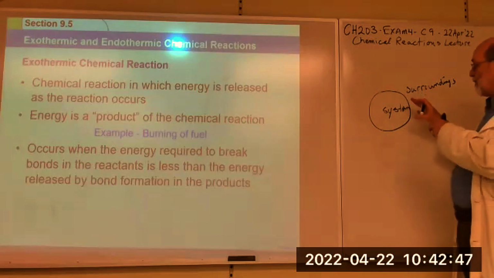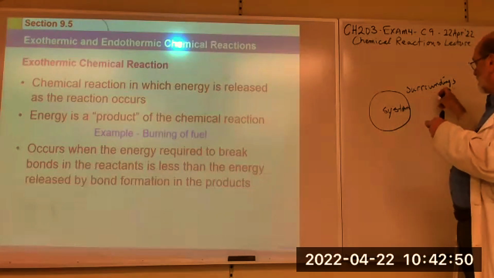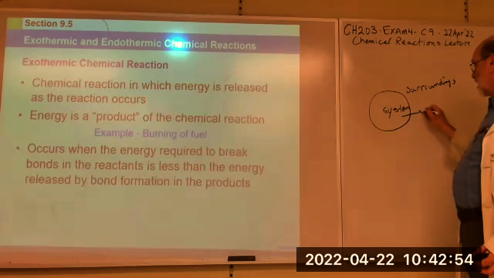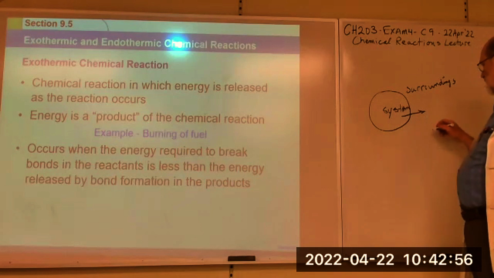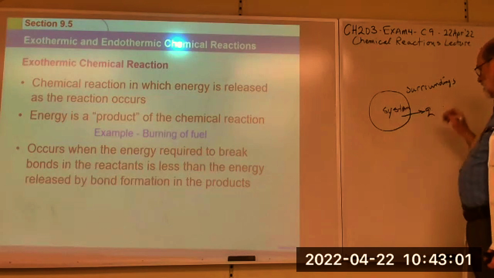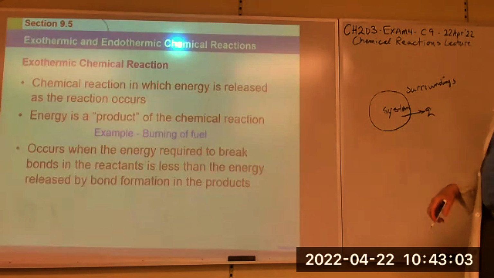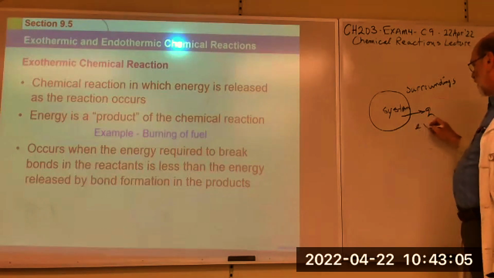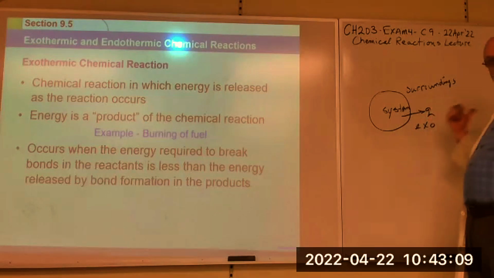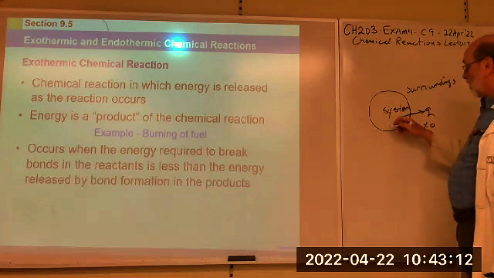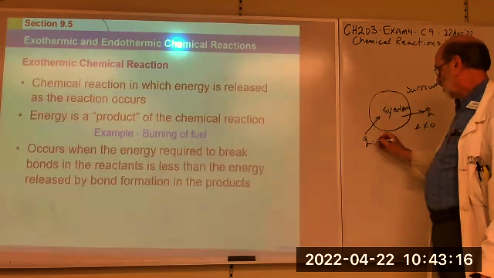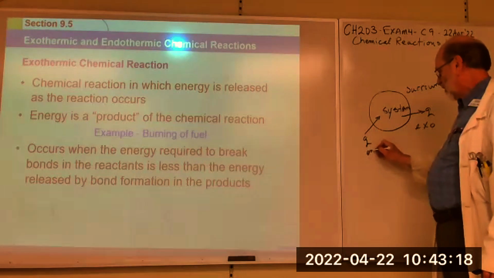So if something happens in the system and the surroundings get warmer, then we've transferred heat out. The proper abbreviation for that, or letter for that, is a small q. So heat transferred out is exothermic. Out, heat, exo, heat. If, however, the reaction absorbs energy from its surroundings, then we have endothermic.